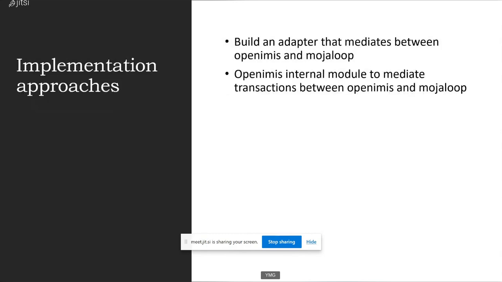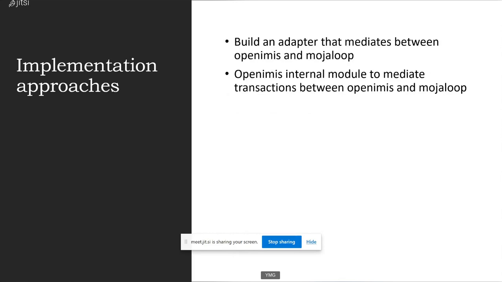Let's talk about the implementation approaches. Initially, our idea was to build an adapter that sits between MojaLoop and openIMIS, a separate application that would connect these two systems together and route transactions from MojaLoop to openIMIS and vice versa. Another approach that was discussed was to build an internal module within openIMIS that would handle the transactions between openIMIS and MojaLoop, and that was what we finally decided to go with.